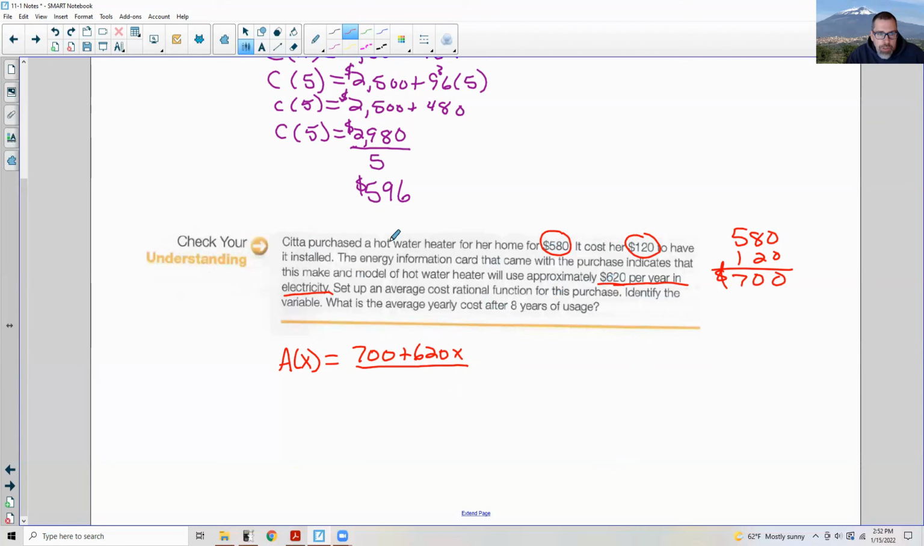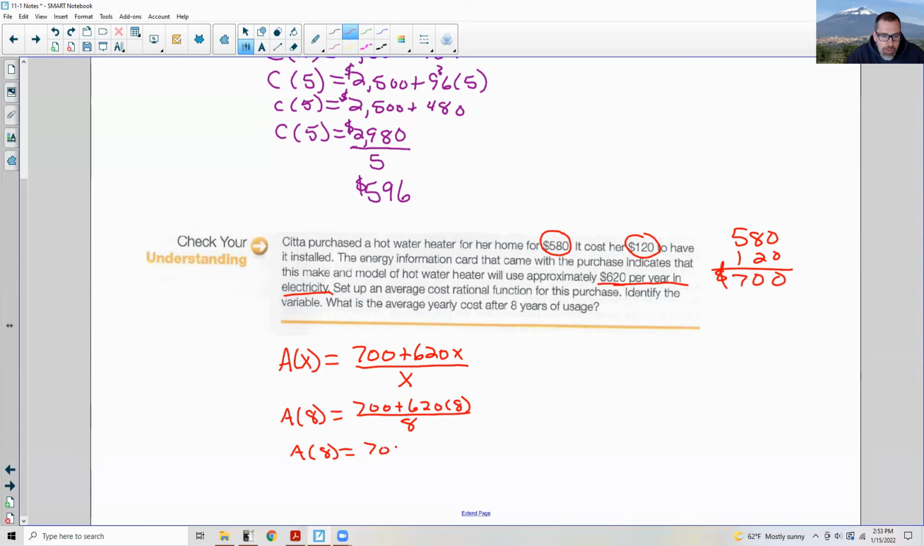So Cheetah purchased a hot water heater for her home, $700 to have it installed. The energy information card indicates that this make and model uses approximately $620 per year in electricity. Set up an average cost rational function for this purchase. Identify the variable. What is the average yearly cost after 8 years of usage? Okay, so it would be divided by X, which is our number of years. So when I plug it in, I would have A of 8 equals $700 machine plus installation plus 620 times 8 number of years divided by 8 will give us our average over 8 years.